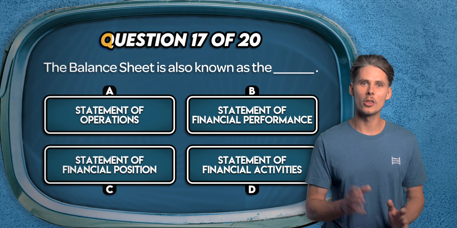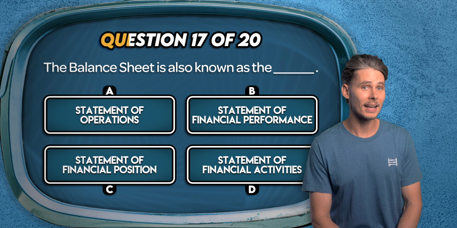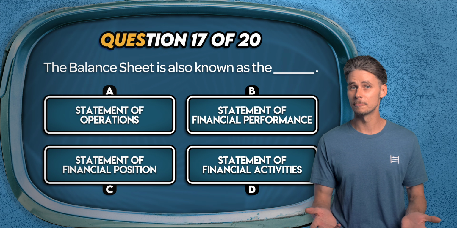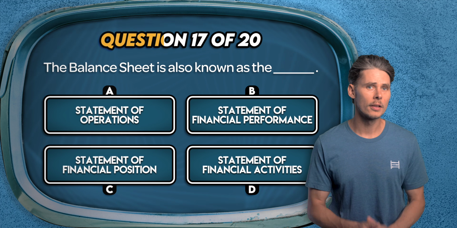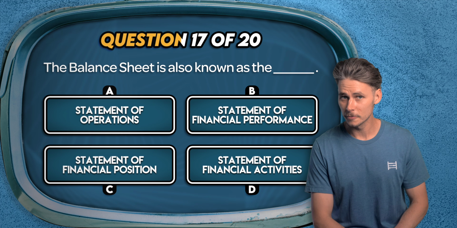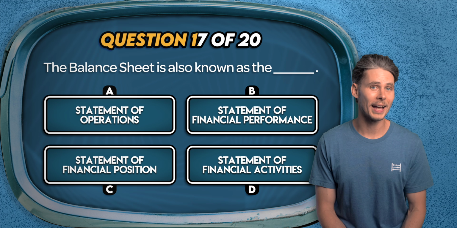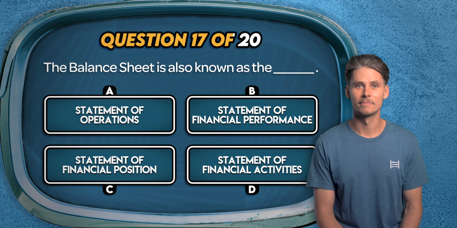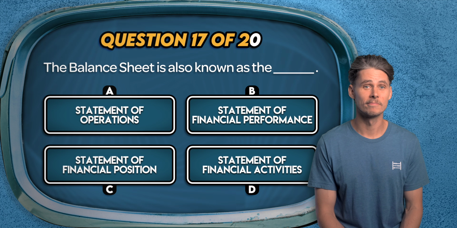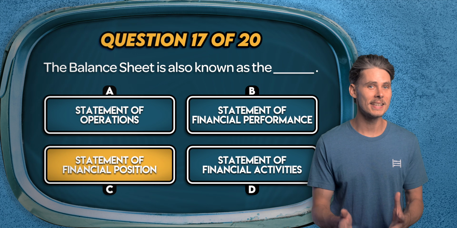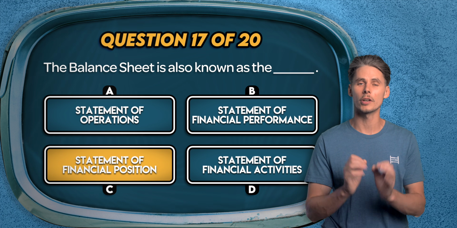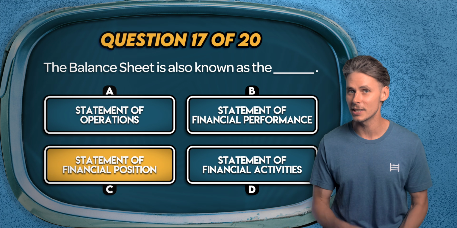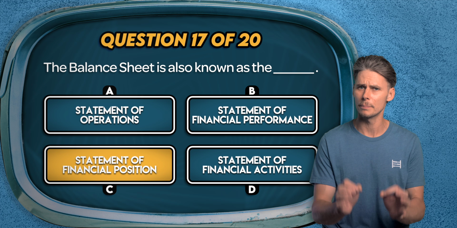Question 17. The balance sheet is also known as the statement of operations, the statement of financial performance, the statement of financial position, or the statement of financial activities. It's C. The balance sheet provides a snapshot of a business's assets, liabilities, and equity at a specific point in time.